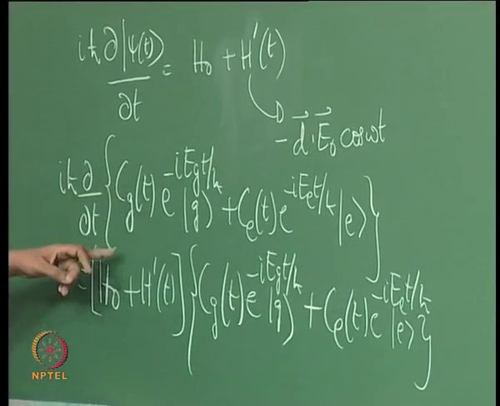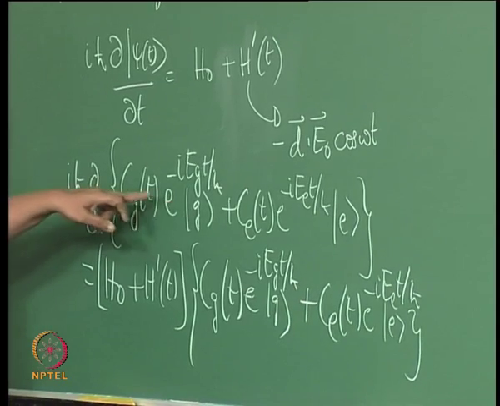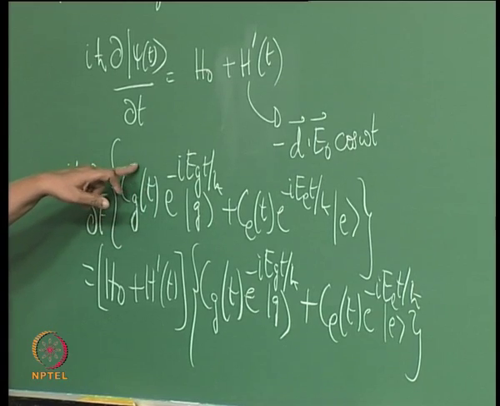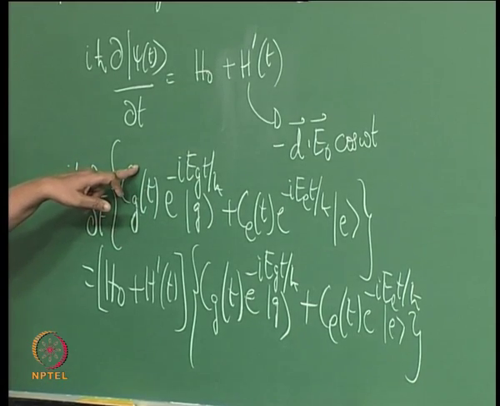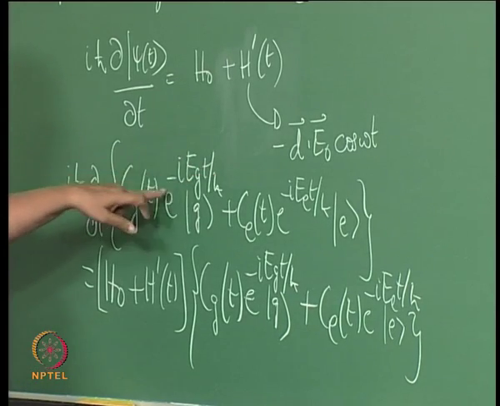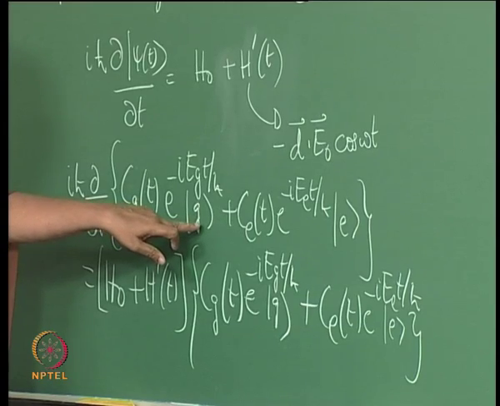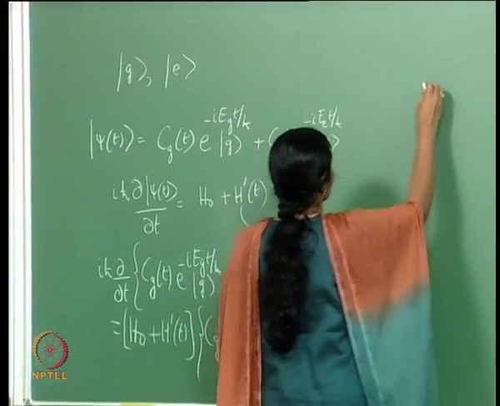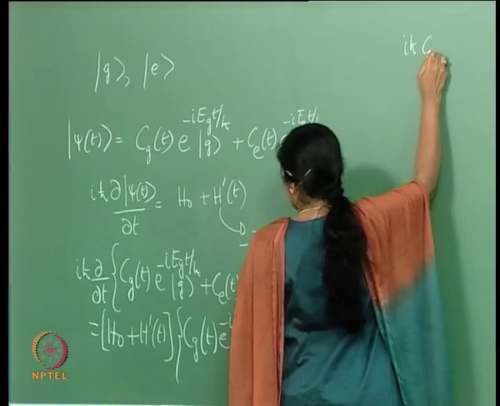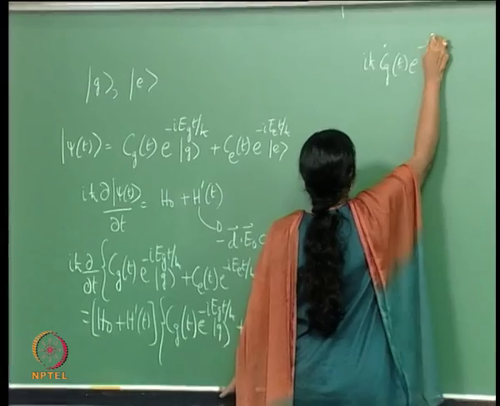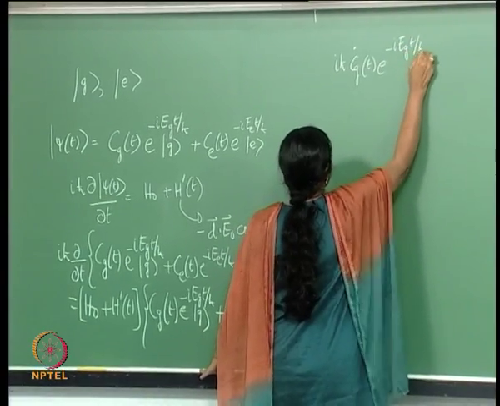Now, if I differentiate here, for instance, there are two terms that depend on time. Cg itself is a function of time, and therefore I will get a Cg dot, where the dot stands for the derivative with respect to time. And of course, this also gets differentiated. Remember that ket g itself is not a function of time, it is the initial basis state. So, if we did that, we just have i h cross Cg dot of t e to the minus i Eg t by h cross ket g.